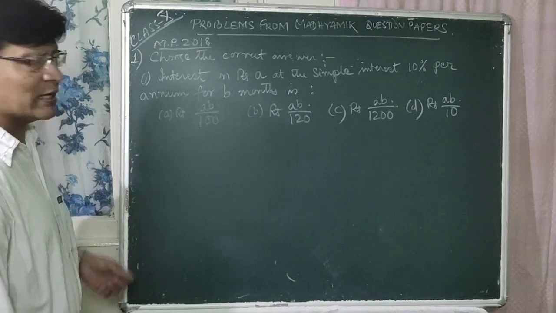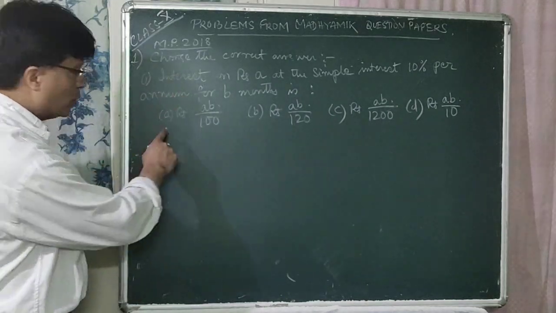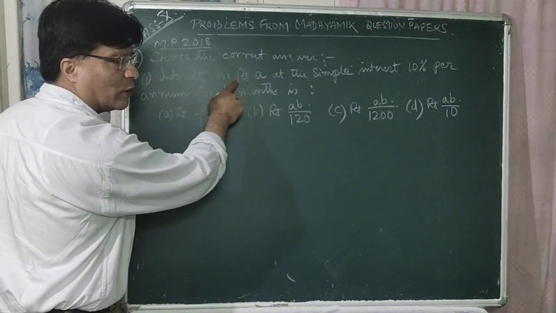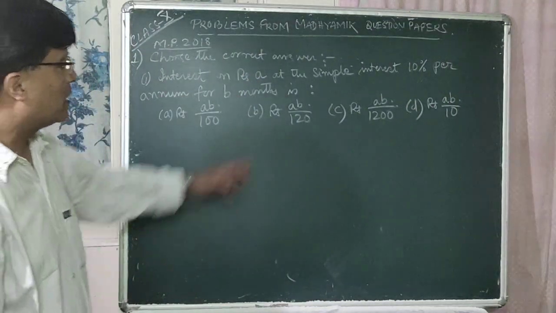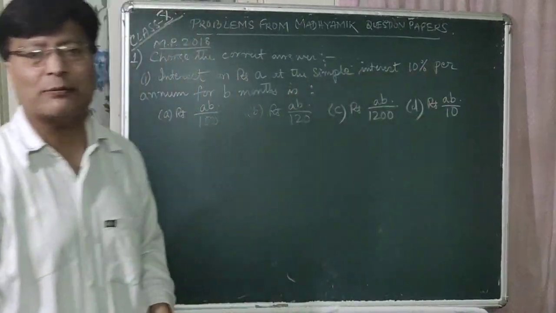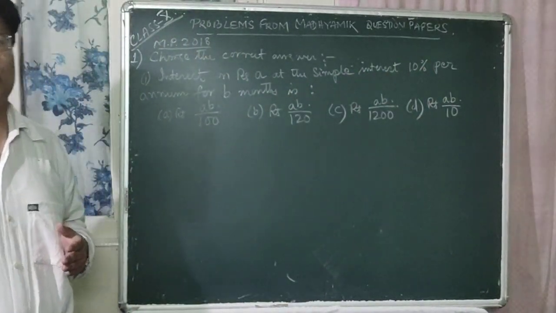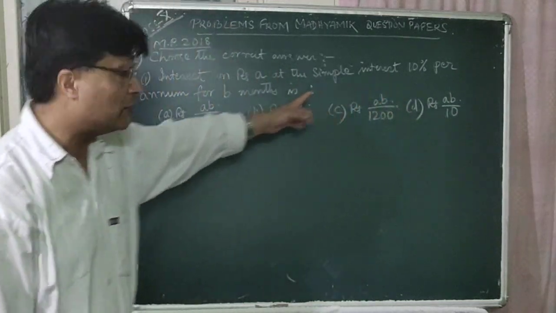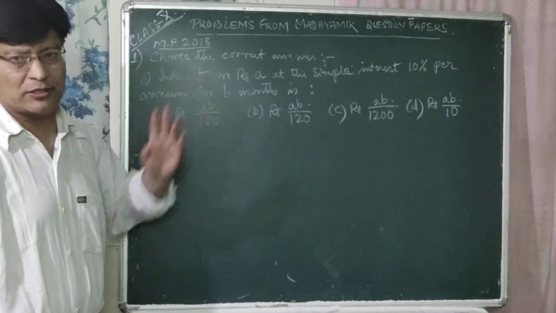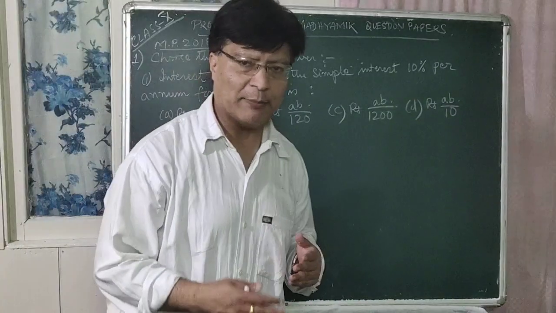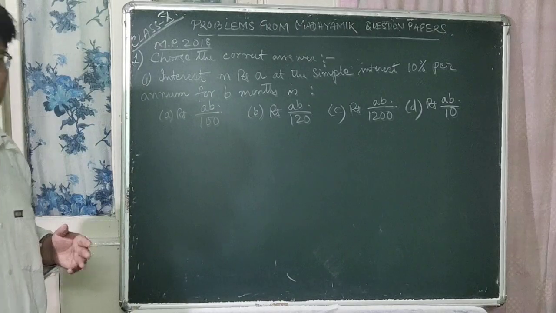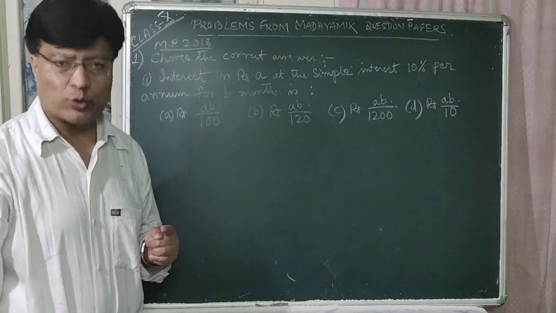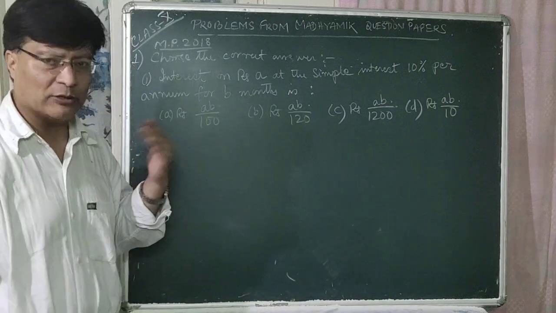So that means in this case you have to find out the interest. Which is the correct interest here? On rupees what? Rupees A. What is this rupees A? It is the principal. At the simple interest 10% per annum. This is the problem from simple interest. What is the rate of simple interest per annum? 10%. For how many months? B months. So you have to convert months into years. You know how to convert month into year, isn't it? That month should be divided by 12 to convert it into year.